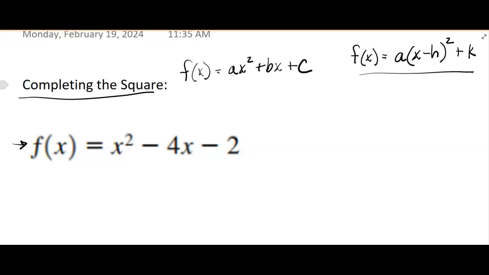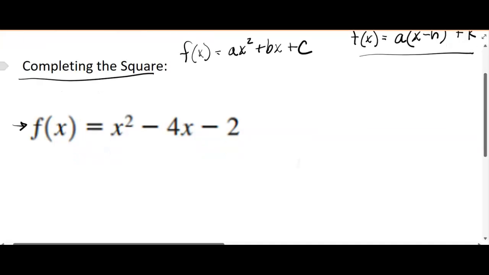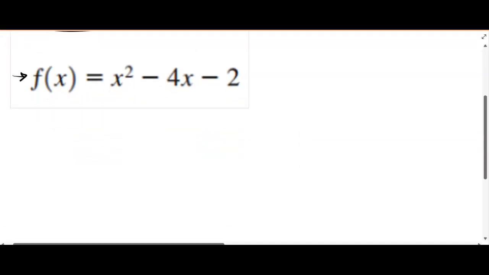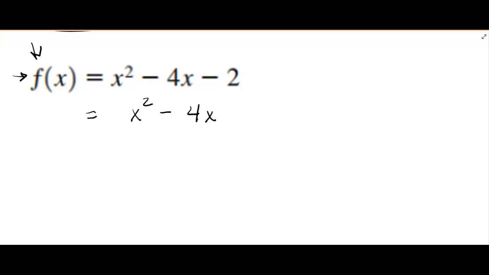Now, we've done completing the square before. This time, it's just a little bit different than what we've done in the past. We're only going to work on the right side of the equation, okay? Because we want to keep the left side f of x or y. All right. And here's what we do. We take the terms with x squared and x, and we kind of set them off by themselves. The minus 2, the constant, we're just going to put it down there, okay?